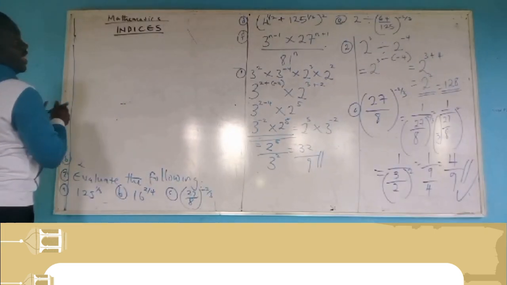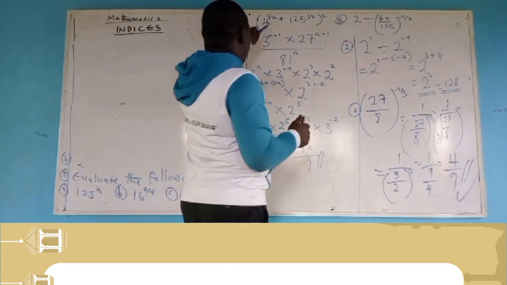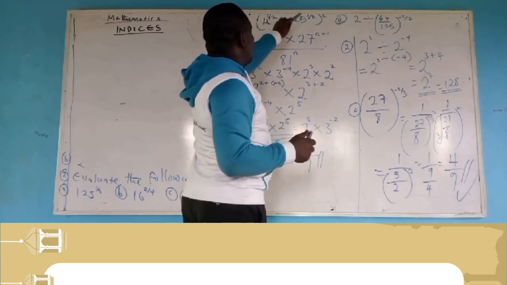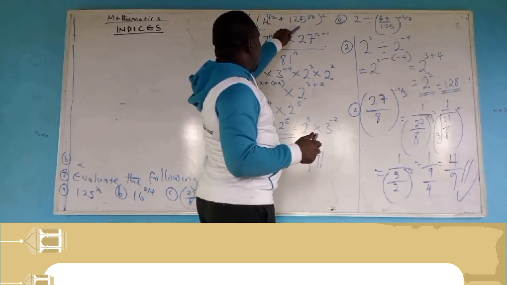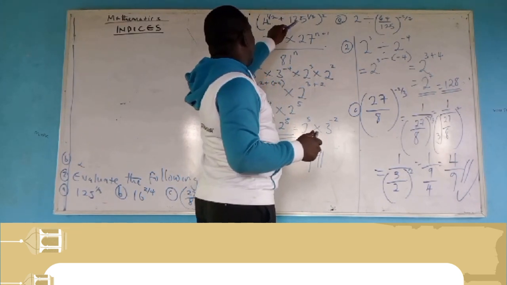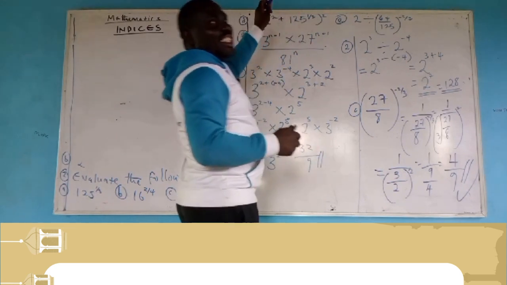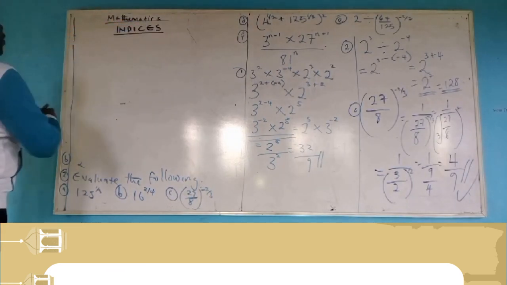Okay, so we're looking at E. You wonder why I jumped D. D is quite simple now. This is 2, this is 5. 2 plus 5, what do you have? That's 7, raised to the power 2, that's 49. Okay, so I'm not doing that now. So let's go to E.